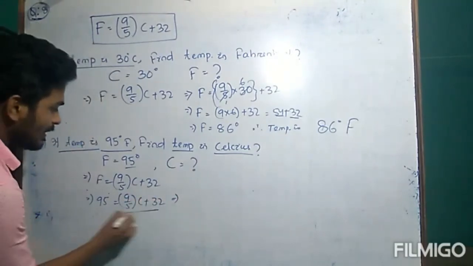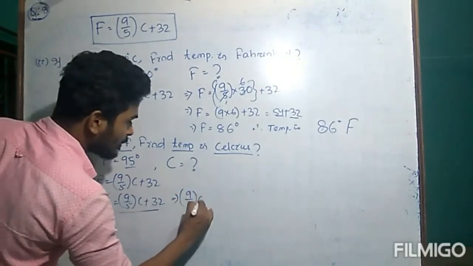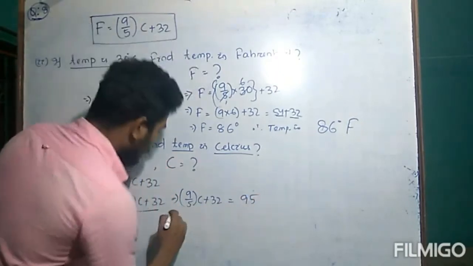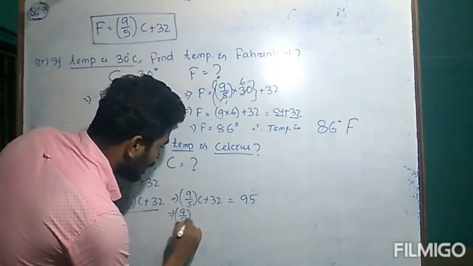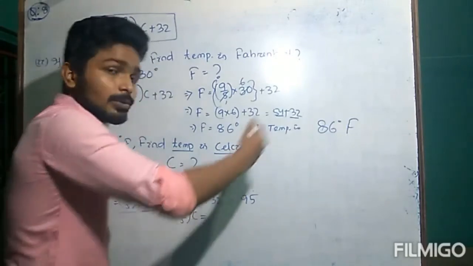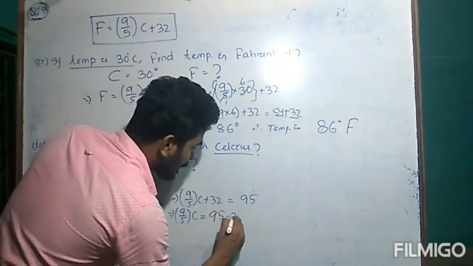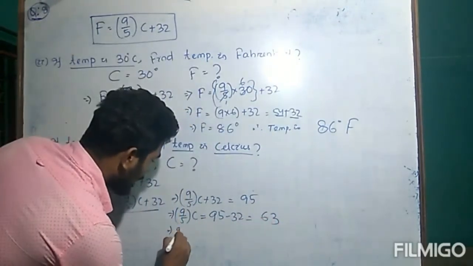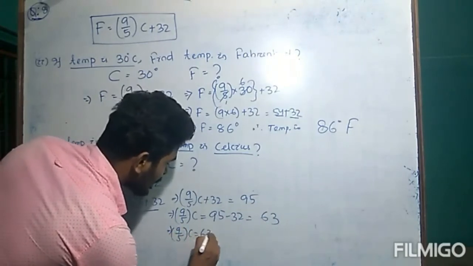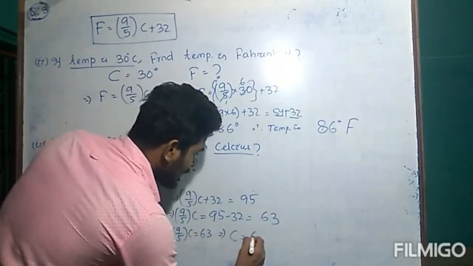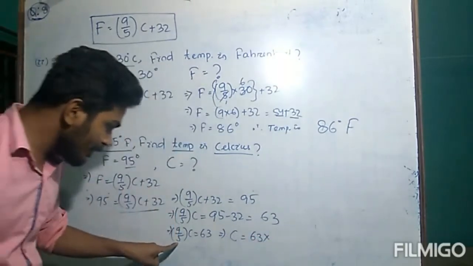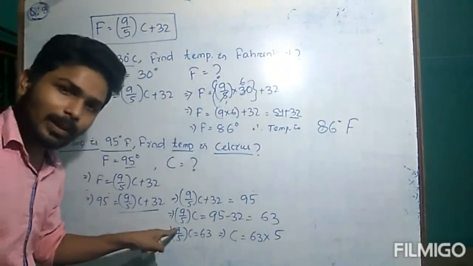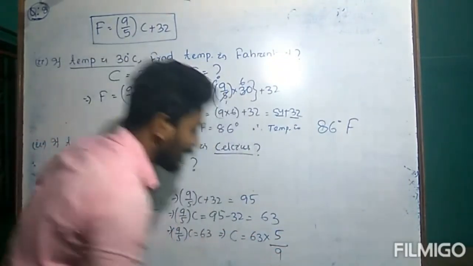First write this term: 9 by 5 whole into C plus 32 is equal to 95. Right? So 9 by 5 whole into C is equal to, 32 goes to the right hand side, it will be subtracted, and it is 63. So I get 9 by 5 whole into C is equal to 63. So find C. C will become, 5 here in the denominator, when it goes to the right hand side it will be multiplied, and 9 in the numerator, when it goes to the right hand side it will be divided.